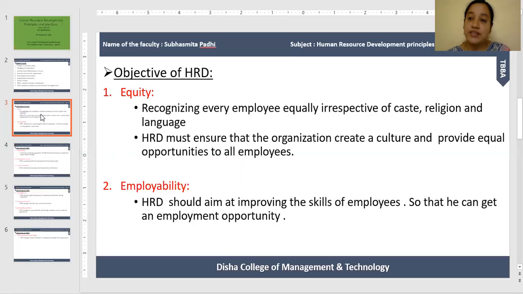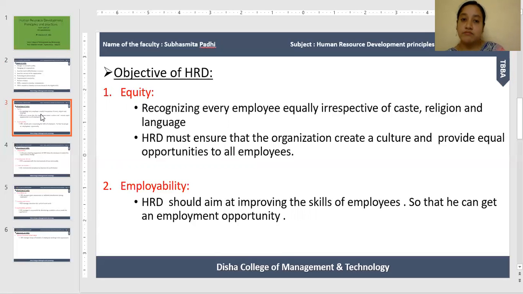But the difference is that the developmental program organized by HRD is different from employee to employee, because after studying the behavior of the employee, HRD develops a suitable developmental program for the different employees of the organization. There are different developmental programs for the strategic or tactical level employees, and there are different developmental programs for the operative or soft level employees.